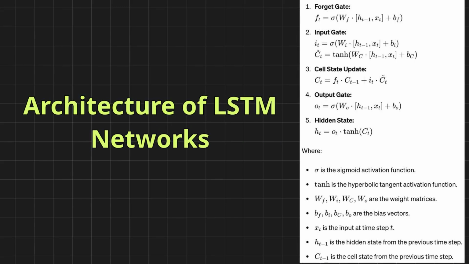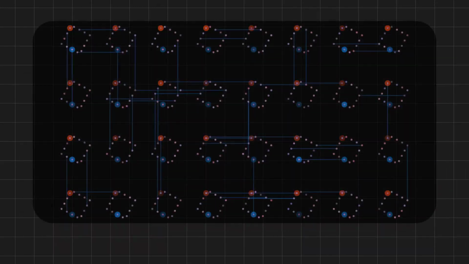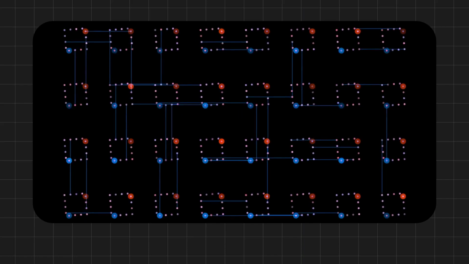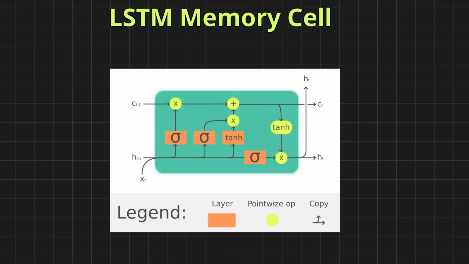Architecture of LSTM networks. LSTM cell structure. Here's a diagram representing the structure of an LSTM cell. LSTMs have a more complex architecture than standard RNNs. The key component of an LSTM is its memory cell, which maintains information over long periods. Each LSTM cell contains several gates that regulate the flow of information.